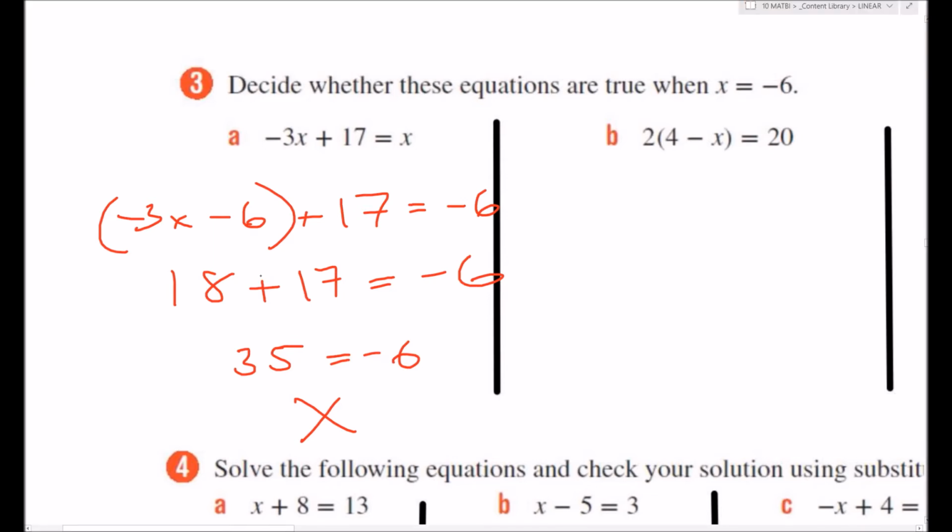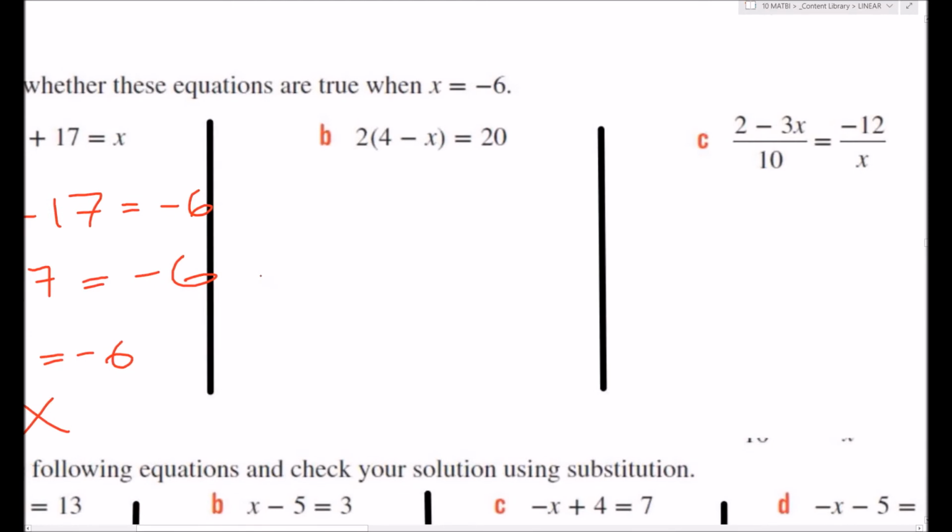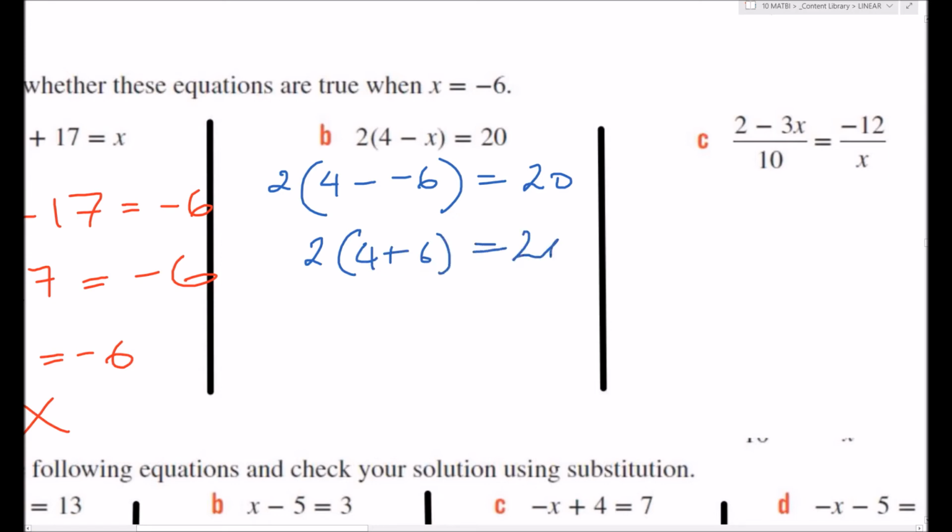Okay, let's try another one. Remember I said when you do these questions, you need to know how to expand your brackets as well. So let's rewrite this. Remember, x will equal -6. So it's 2 times 4 minus -6 equals 20. Notice how we have two negatives here. Remember, when that happens, you have to turn it into a positive. Negative and a negative make a positive. So you're left with 2 times 4 plus 6 equals 20.